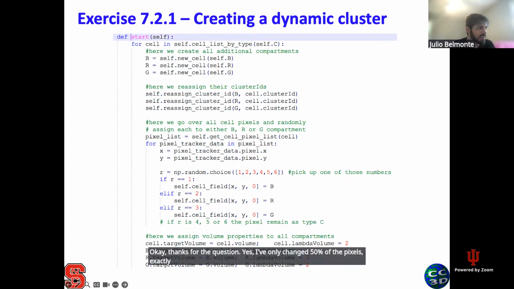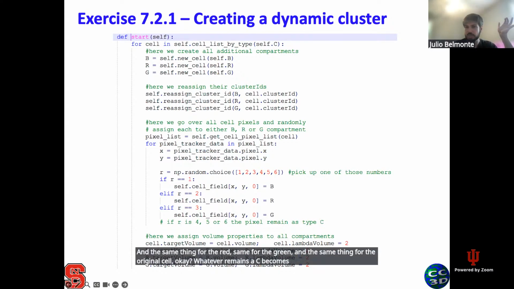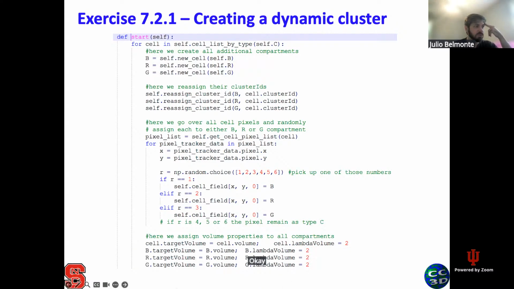Exactly. So after I do that, what I have to remember is that I have to assign a target volume and a lambda volume to all the cells. And this will be whatever it ends up being after the random drawing. I just set the B target volume to be whatever volume it has after this random drawing. And the same thing for the red, the same thing for the green, and the same thing for the original cell. Whatever remains a C becomes the target volume of the cell, and I set the lambda volume of each cell to be 2. So that's just the code.